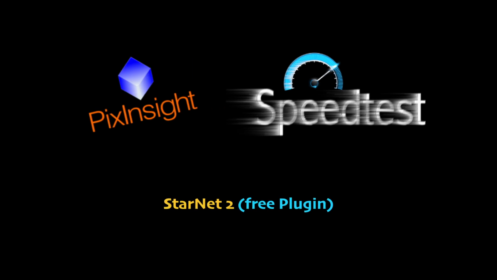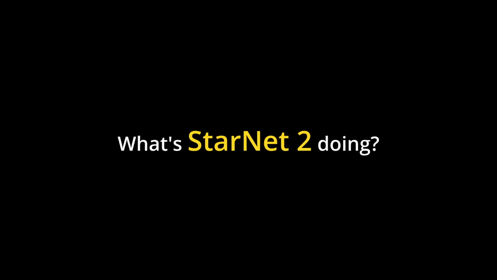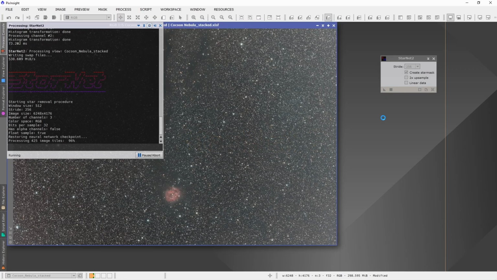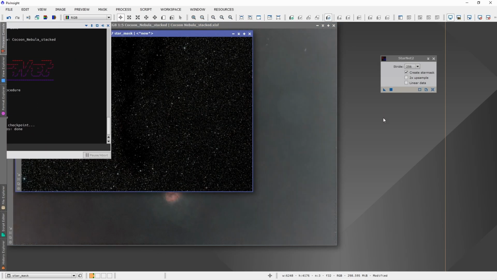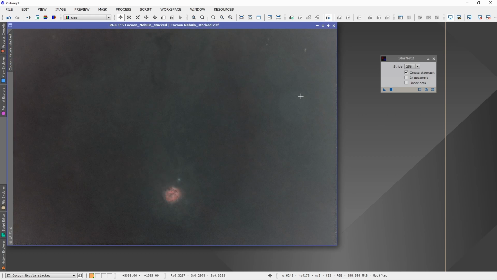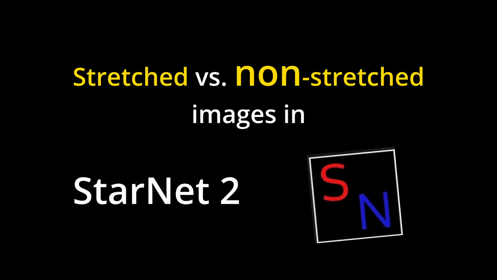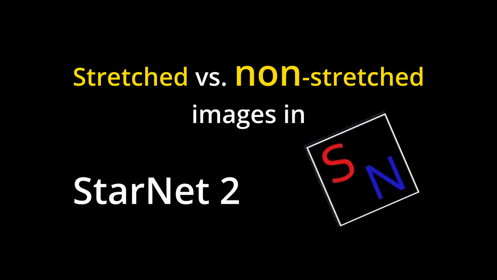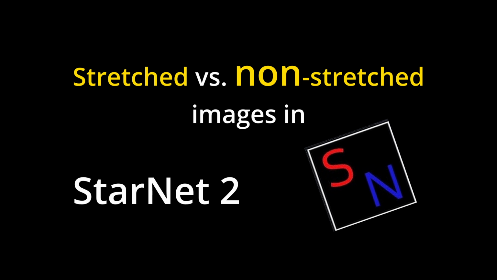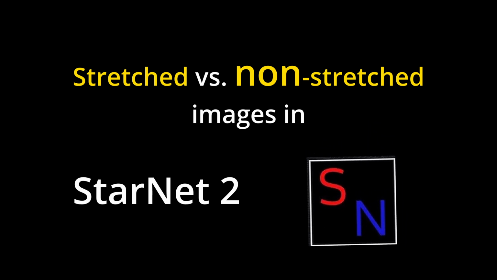StarNet 2. StarNet 2 is an amazing and free PixInsight plugin to separate your stars from your main astro target. This is especially great and really helpful during image processing. I also did several videos in the past on how to install StarNet 2 in PixInsight. Check it out. For the upcoming StarNet 2 speed test, you can decide whether you want to apply it on a stretched or non-stretched image.